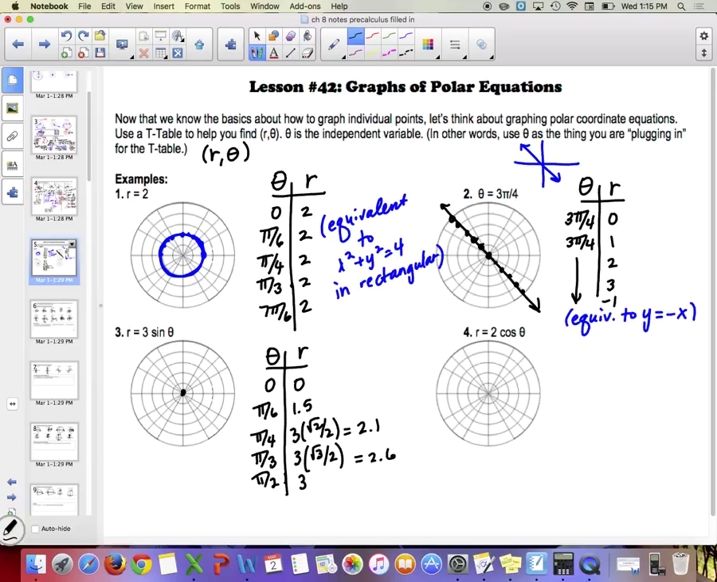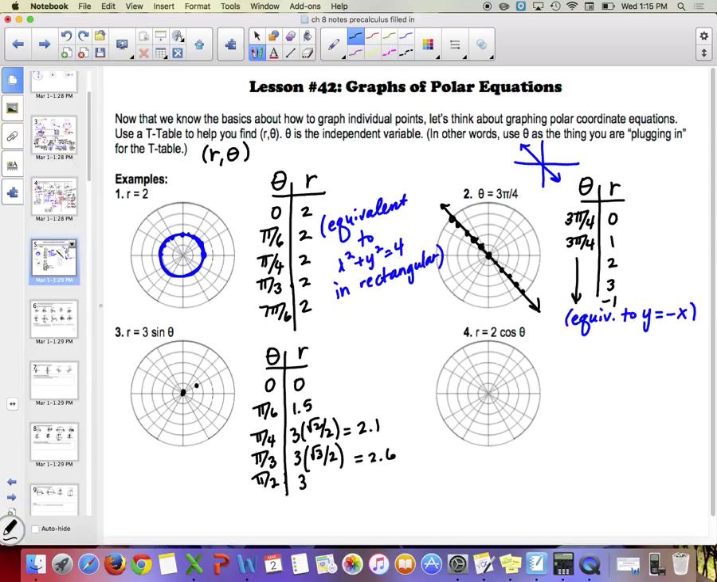So we're going to have 0, 0, so that's the pole. We're going to have pi over 6, comma 1.5, or well, 1.5 comma pi over 6 is how we really read it. So that means go along the pi over 6 line, this line, and we're going to go out 1.5. So if you go over 1.5, you're right here. Do you guys all see that?